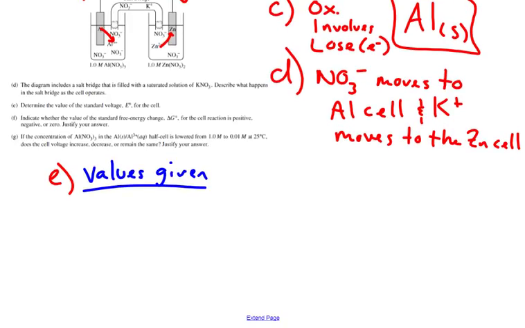They would give you reduction cell potential values, and what you need to do, just write this down. And this will hopefully make sense. This is what would be given to you. I'll break it down for you.